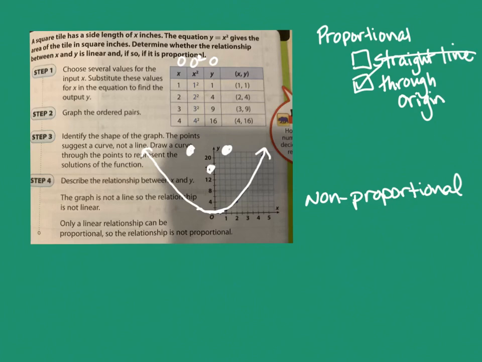My last question to you, though, would be: is this a function, maybe not a linear function, but do each of my inputs have exactly one output? Yes, they do. They don't have more than one output. I don't see another 2 over here with a different output than 4. So yes, function. So that's it for this lesson.